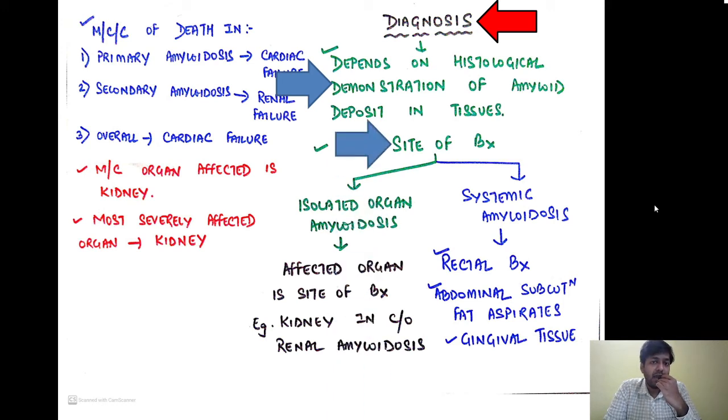So the site of biopsy: if it is an isolated organ amyloidosis, then the affected organ is the site of biopsy. For example, in case of renal amyloidosis, kidney is the site of biopsy. In case of systemic amyloidosis, it is the rectal biopsy, abdominal subcutaneous fat aspirates, or the gingival tissue. So these are the sites of biopsy in case of systemic amyloidosis.